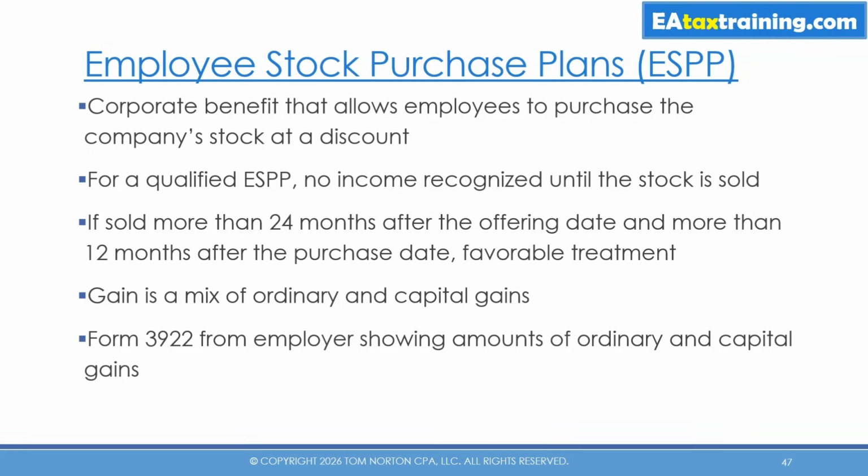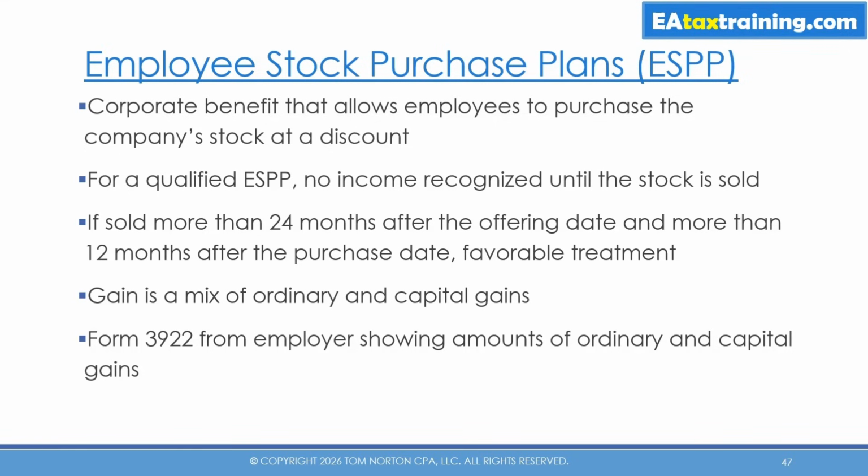The gain will be a mix of ordinary gain and capital gain. The idea here is part of your gain is a capital gain on an investment, but part of the gain is really kind of compensation. You got a break on the purchase price of this stock, and you got that break because you were an employee of the company. So the gain that you have is going to be a mix of capital gain and ordinary gain. You do not have to worry about computing how much is how much.